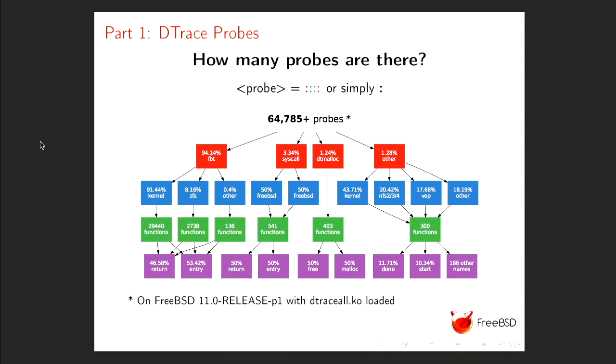Now, I'm doing something in these slides that you might want to key in on, which is that every time something is a provider, it's red. Every time something is a module, it's blue. Every time something is a function, it's green. And every time it's a name, it's purple. So not every output is colorized in the way that you see it on my slides. I'm trying to help you parse these walls of text.